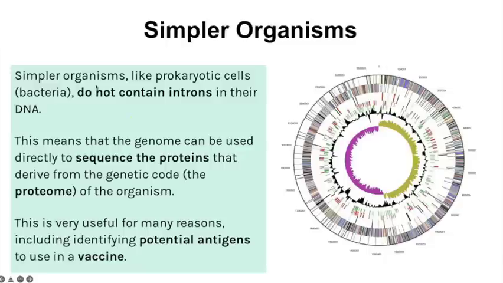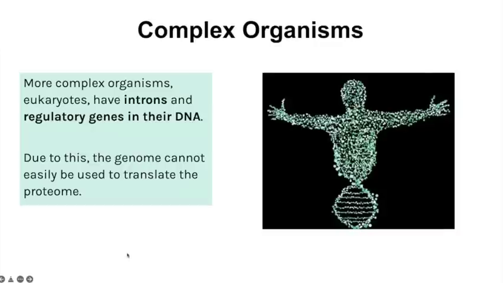Now, simpler organisms like prokaryotic cells, as you learned earlier on in the course, have DNA that does not contain introns. That means the genome can be used to directly sequence the proteins that derive from the genetic code, or in other words, the proteome. And that's really useful for many reasons. For example, identifying potential antigens on a microorganism like a bacterium to then create an antigen for a vaccine.